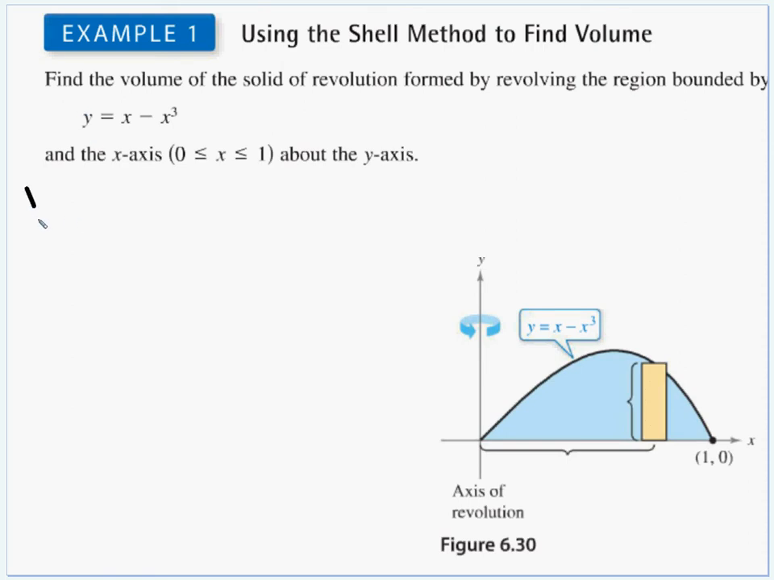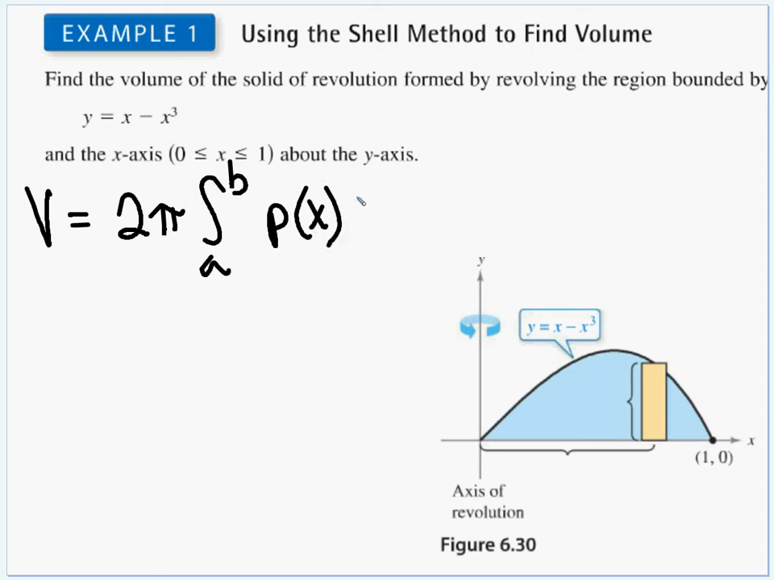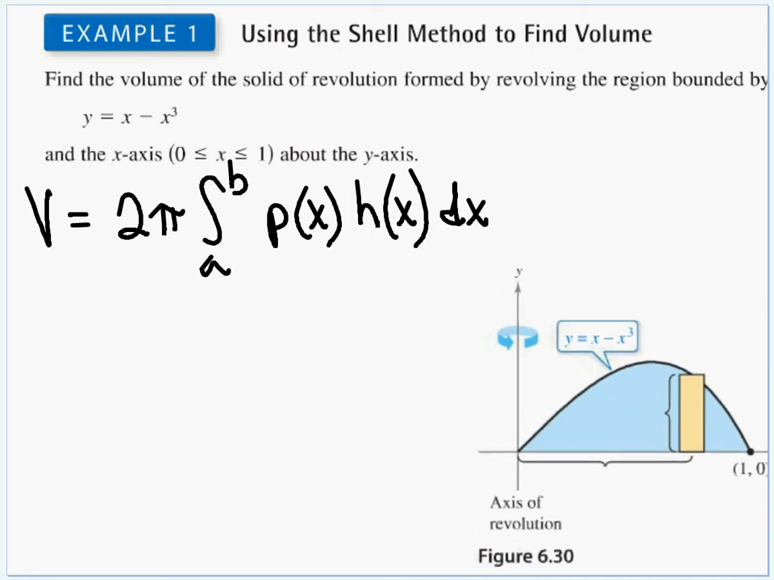So I'm going to write out the blank formula for x. We have 2 pi. We will integrate from a to b. And then we have p of x, that is our distance from our axis of revolution. H of x is what determines the height of our rectangle. And then we will have dx for our variable of integration. All right, let's see what we can fill in now. 2 pi is just 2 pi. Our upper and lower bounds, looks like we're going to start accumulating area or volume at 0, and we're going to go out to x is 1. So that'll just be 0 to 1, lower and upper bounds.